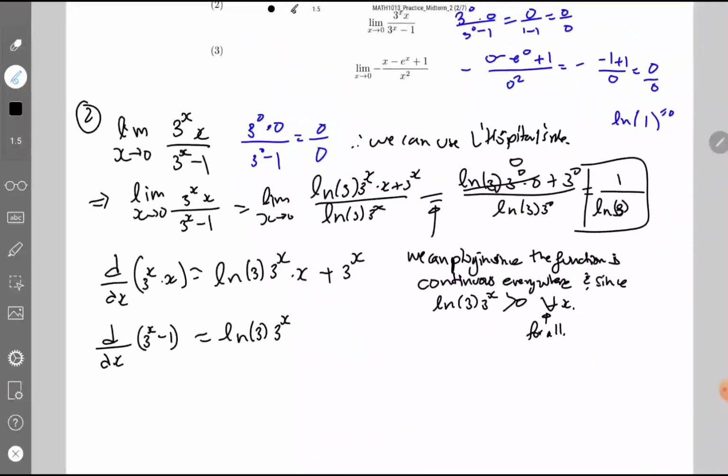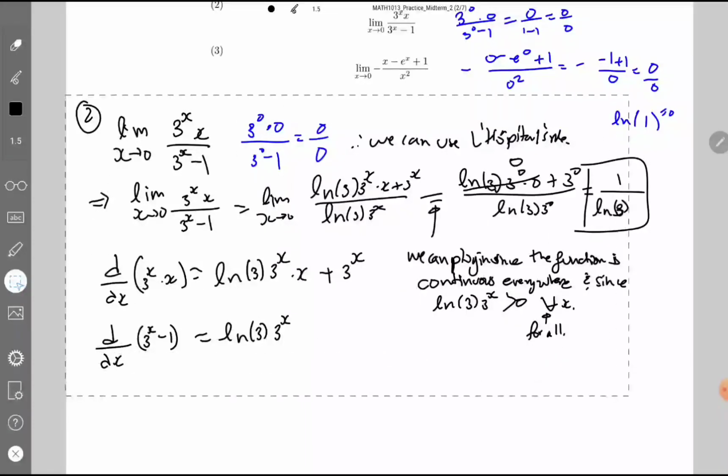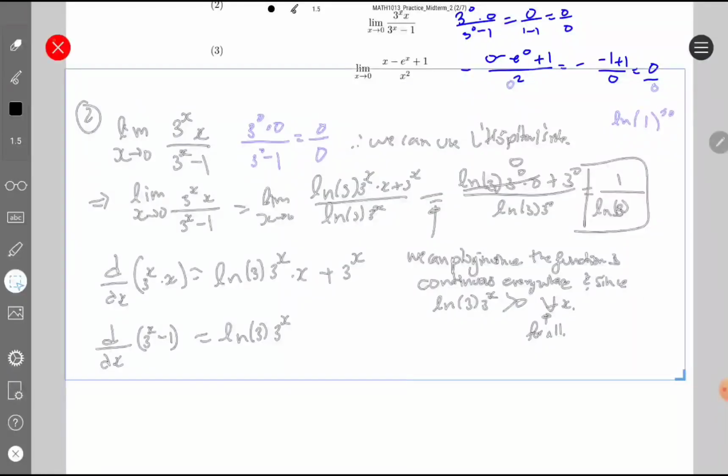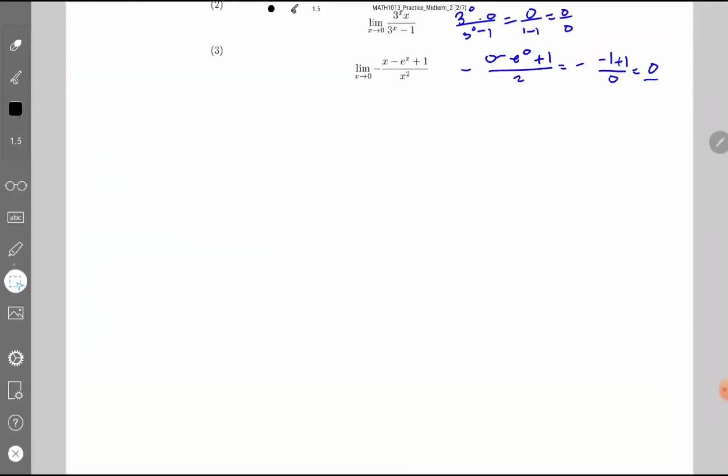Okay. That was easy. I'll give you 3 seconds before I get rid of this. 3, 2, 1, bye. Okay, we get rid of this, and then it's okay.